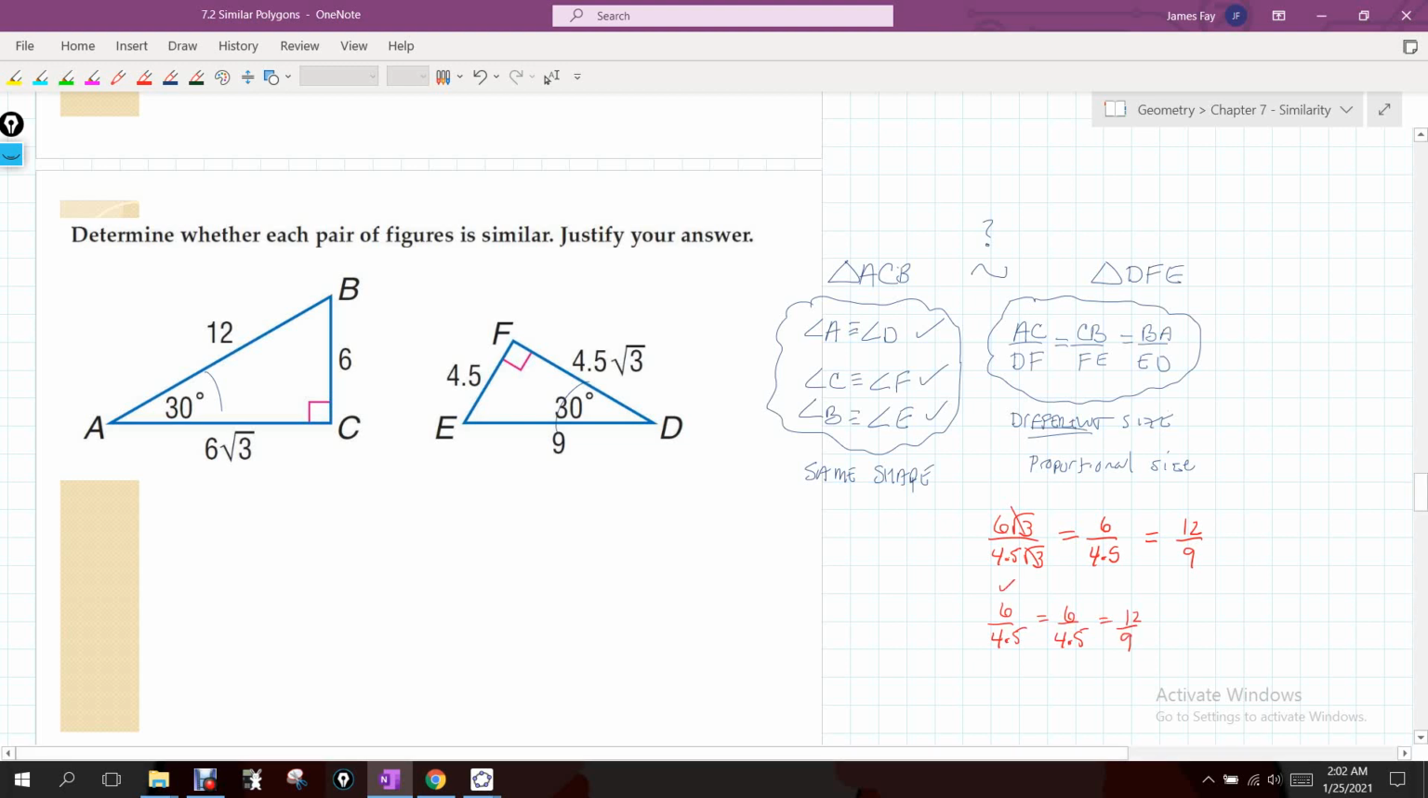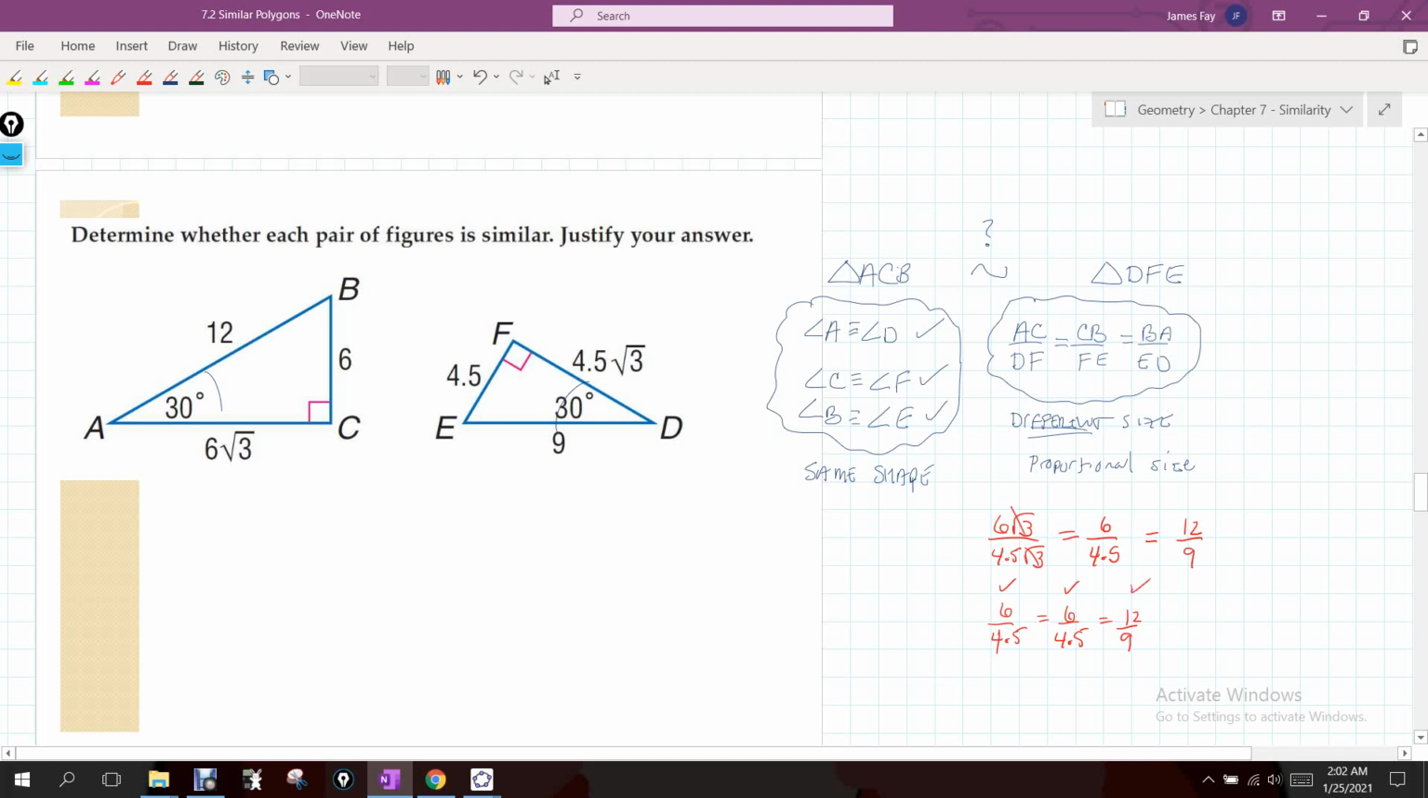Obviously, we can see that those two are equal. But that doesn't mean that maybe those two are equal, or those two are equal. So we have to make that comparison. Is 6 over 4.5 the same as 12 over 9? We can do one of two things. You can either multiply this by 2 over 2, which is a multiplication by 1 and doesn't change its quantity. It'd give me 12 over 9. So that would be indeed equal.